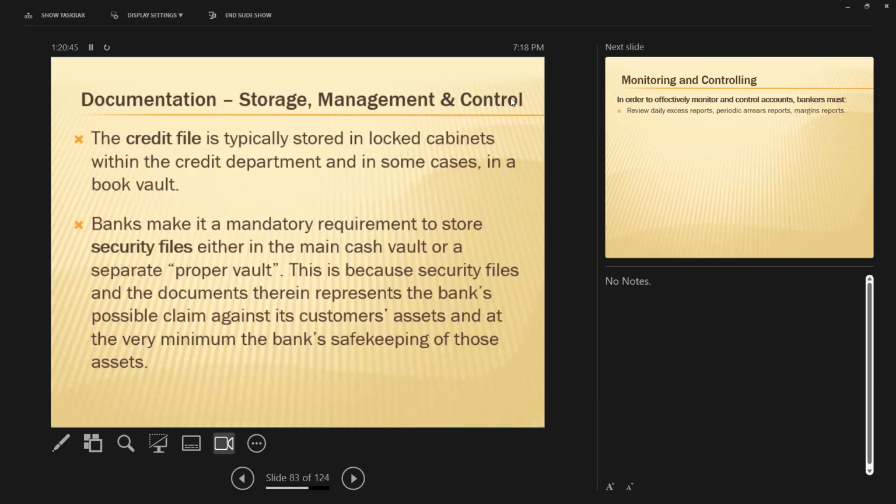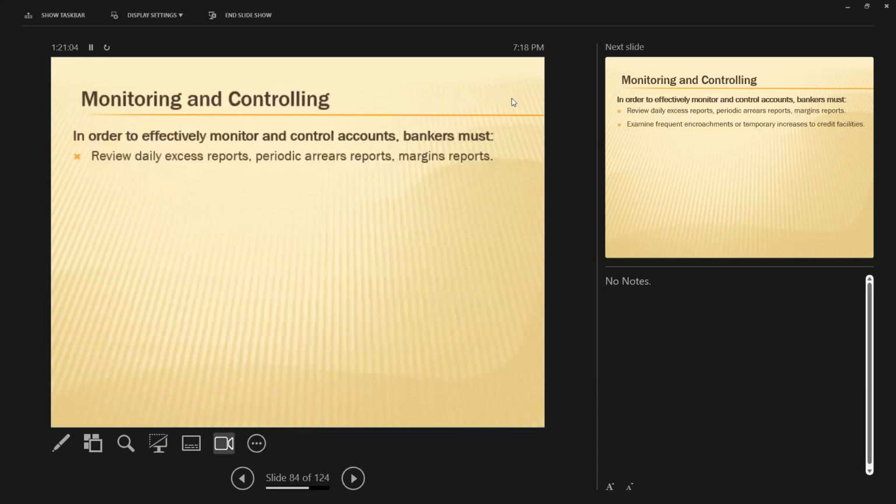Okay. So it says discuss the role of the credit file and credit. Okay, we talked about that. So let's move on to page 55. Monitoring and controlling, control reports. So at the top of the page it says, in order to effectively monitor and control accounts, bankers must, one, review daily excess reports, periodic arrears reports, margins reports. We can just list the reports first and then we'll talk about them a little bit later on.